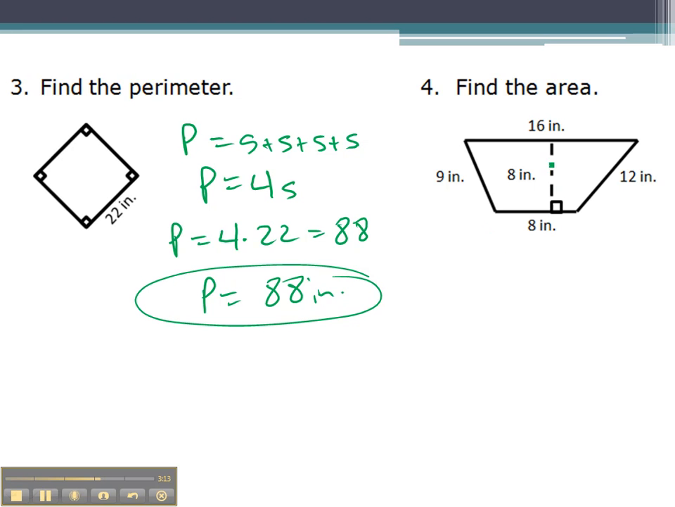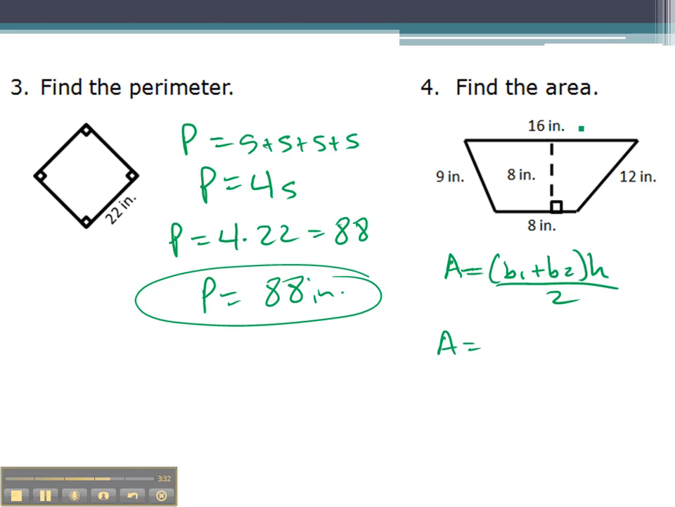Find the area of this trapezoid. Area formula for a trapezoid. You should always write down the area formula. Just because you have it on your STAAR math chart, write it down on your paper and then plug the numbers in. Area equals B1 plus B2 times the height, all that divided by 2.